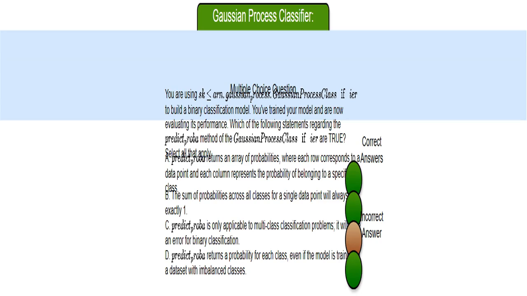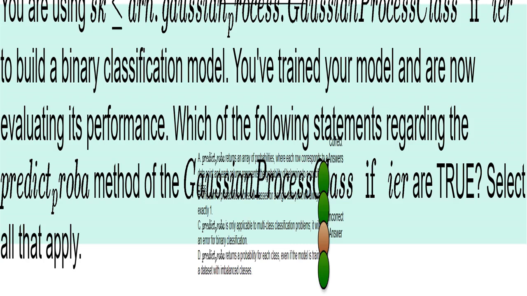We'll analyze each statement to see if it accurately reflects how this method works. I understand that you are using the Gaussian process classifier from the sklearn library to perform binary classification, meaning you are trying to categorize data into two groups, like yes, no, or spam, not spam. After training your model, you are now assessing its performance using the predict_proba method, and we have to analyze some statements about its behavior.